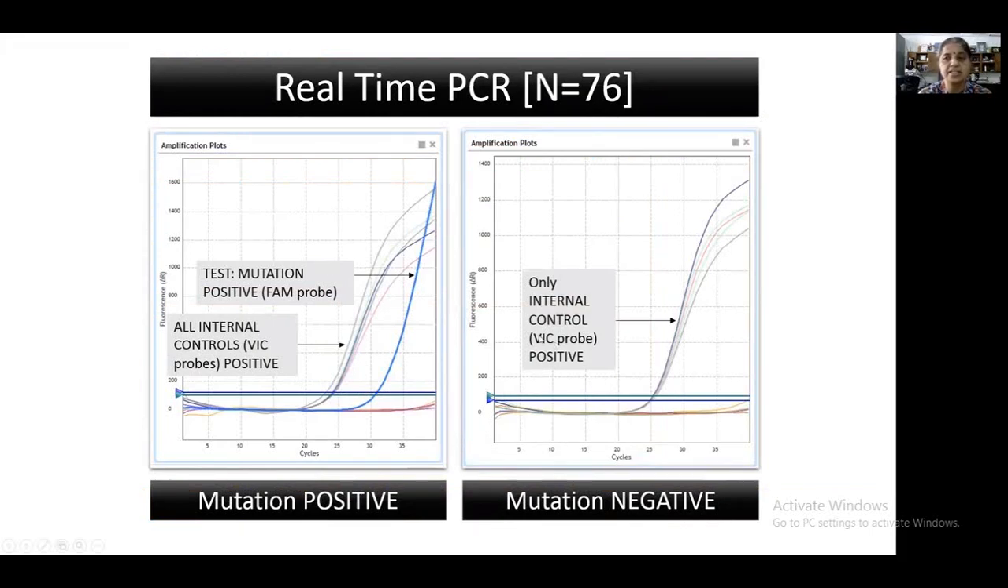The VIC is against part of the gene, which is an internal control. So for example, here, these are the VIC profiles. The internal control is working, and none of the FAM has shown a signal, which means that this case is completely negative for all the mutations. But here, one FAM tested positive, and this FAM corresponded to one particular gene. So this would be a mutation positive case.